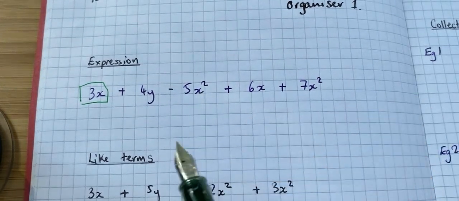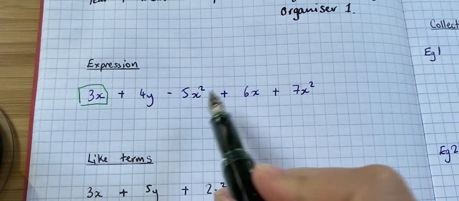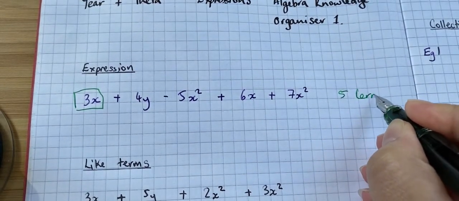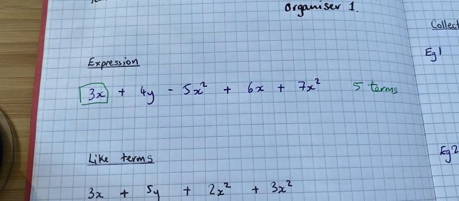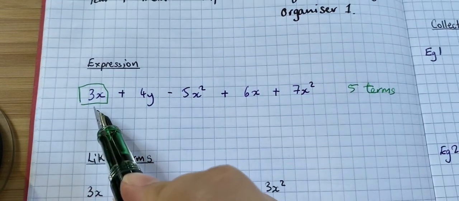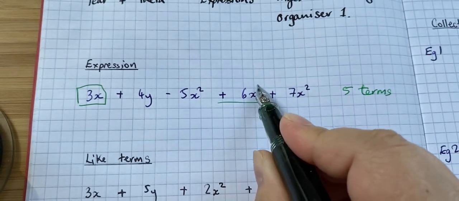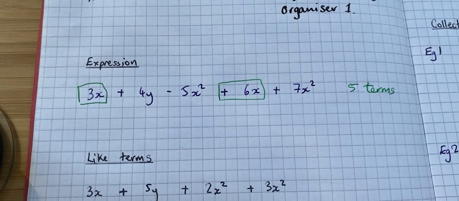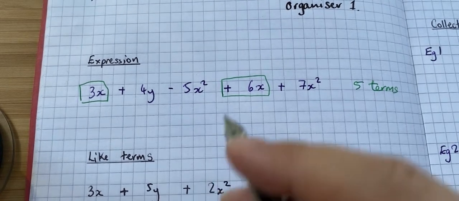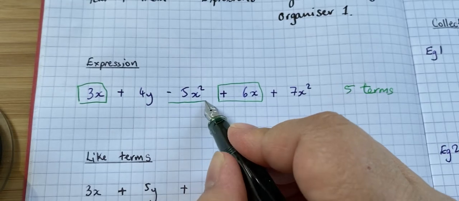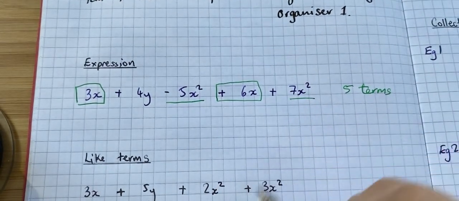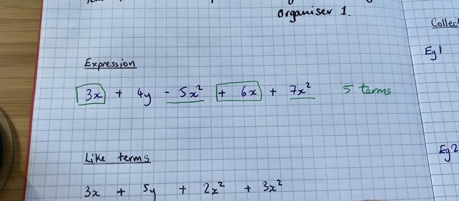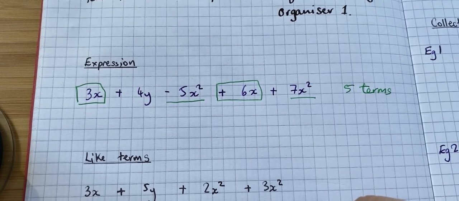Now in the expression there are actually 1, 2, 3, 4, 5 individual terms, but some of them are what we call like terms. So 3x and this 6x are what we call like terms because they both contain x's. Now this term is different from this x squared term and this x squared term because these are actually different terms, because x squared is different to just x on its own.